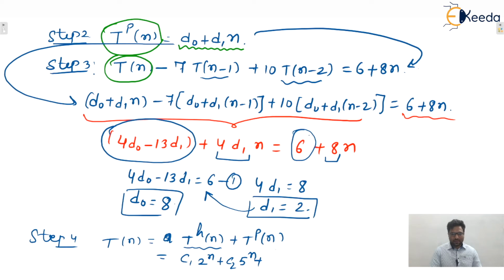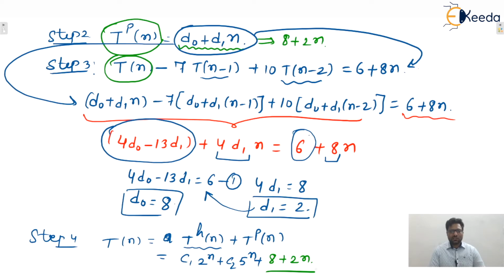this particular solution. Now the particular solution is d naught plus d1 n. Now substitute the values of d naught and d1, so it will be 8 plus 2n. That was step 4. Now use the initial conditions in step 5 and find out the constants c1 and c2 and put back into this particular recurrence relation. That will be the required solution.